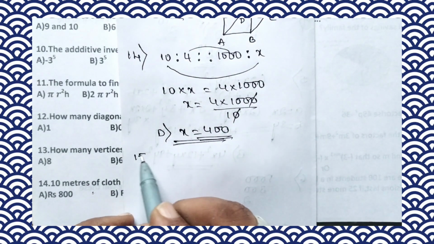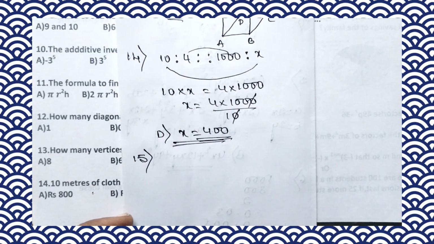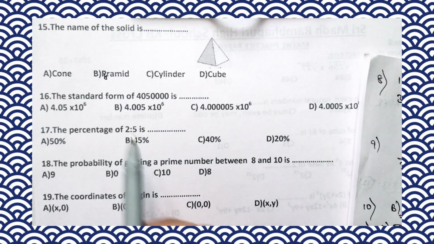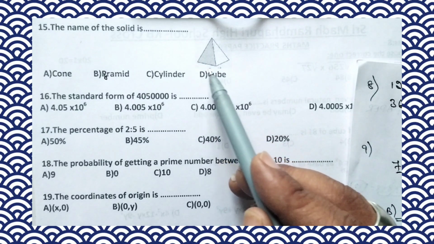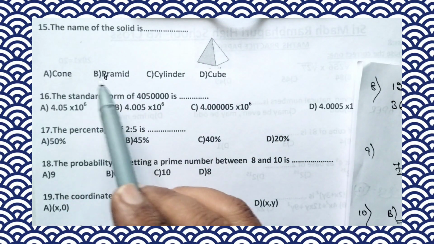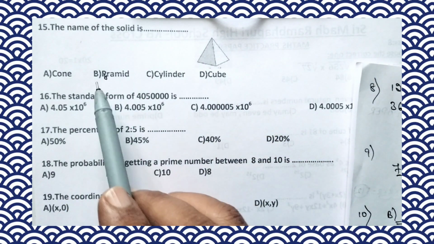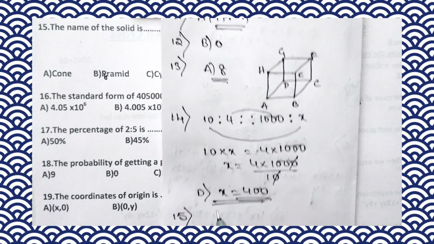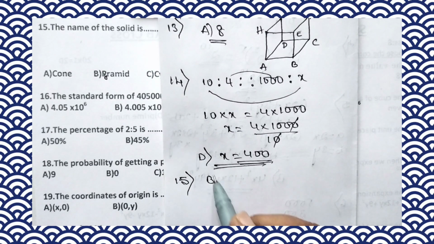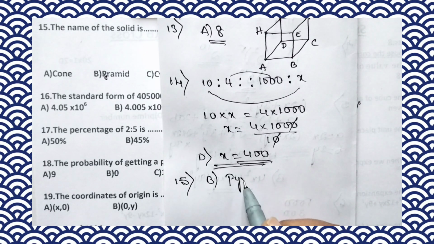So now after this, let us move to the 15th question. The 15th question: name the solid. They are asking the name of this solid. Cone, pyramid, cylinder, cube. The right answer is option B, pyramid. So for the 15th question the right answer is option B, pyramid.